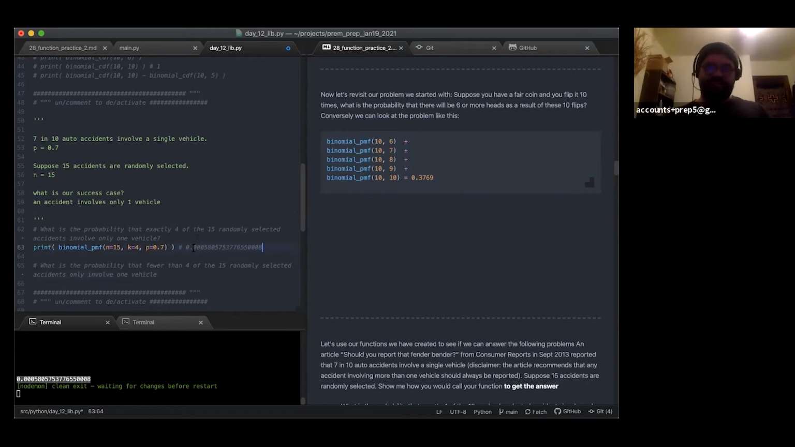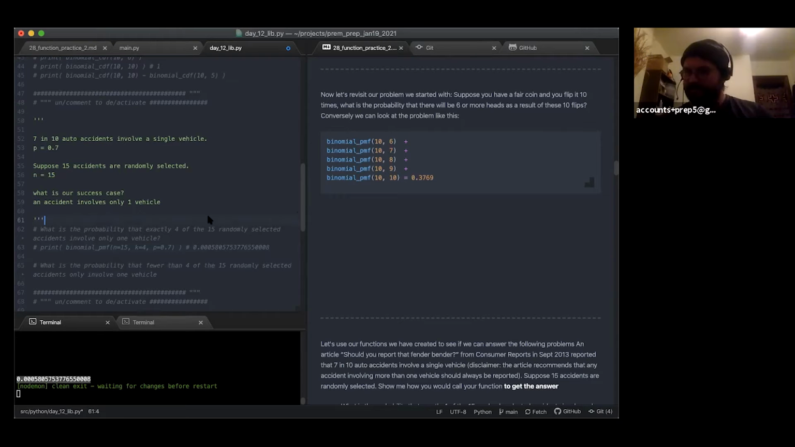Okay, what is the probability that fewer than 4 of the 15 randomly selected accidents involve only one vehicle? So think about this one. Think about what code you would write. How could we use our functions to determine this? We got a question here.